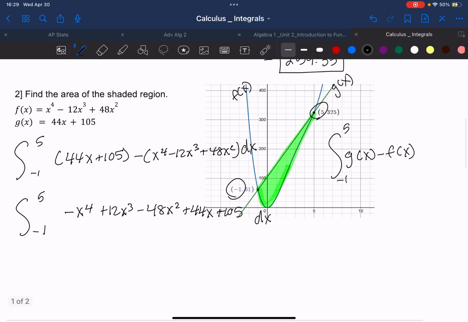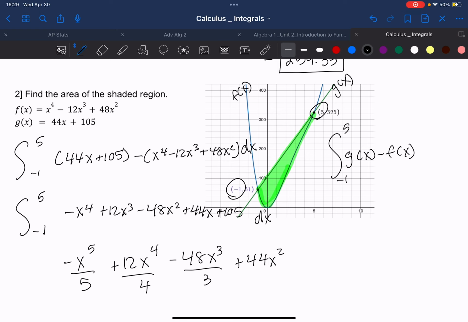Okay. Now I'm going to do the integration of each part separately, and remember that's just us adding 1 to the exponent and then dividing by that number that we get. So that is going to give me negative x to the 5 divided by 5 plus 12x to the 4 divided by 4. Notice how my exponents are just increasing by 1. Minus 48x cubed divided by 3 plus 44x squared divided by 2 plus 105x. So if I don't see a variable there, I'm just going to attach it to the end of that constant. And then I'm solving this from -1 to 5.